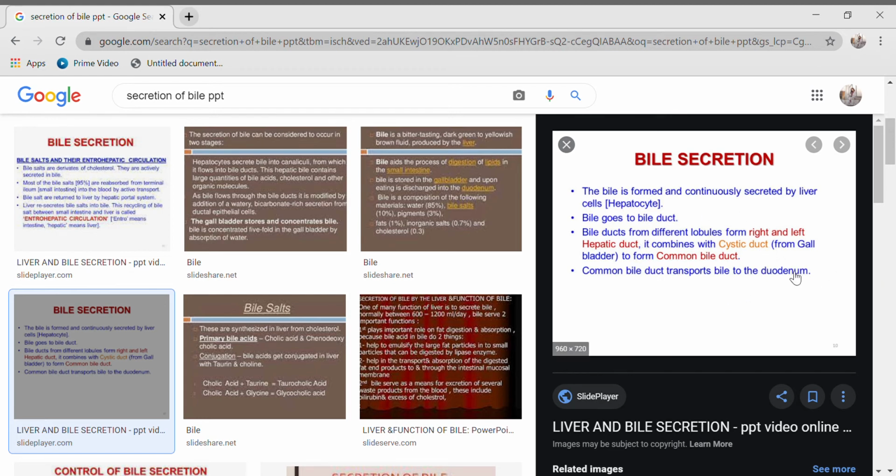Okay, there will be a sphincter of Oddi. Then they will go to the pancreas, where there will be a duct of Santorini and a duct of Wirsung. At last only they enter the intestine.